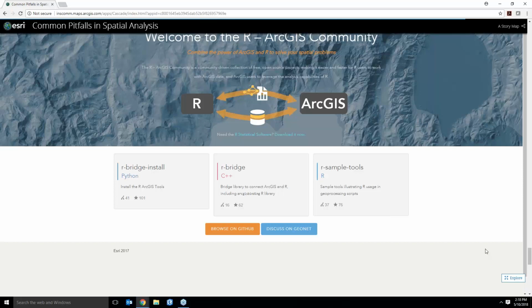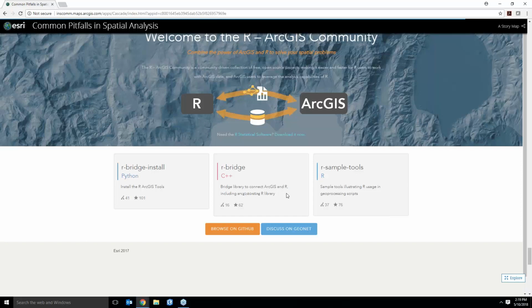And thankfully, performing this analysis in R is easy. And that's due to the tight coupling between R and ArcGIS that's available through the R bridge. By using the R bridge, I'm able to quickly bring my spatial data from ArcGIS into R, perform the analysis that I need to do in R, and then bring those results back to ArcGIS.